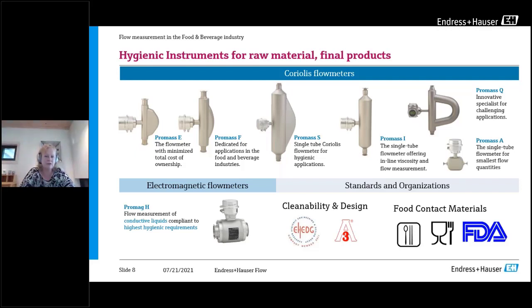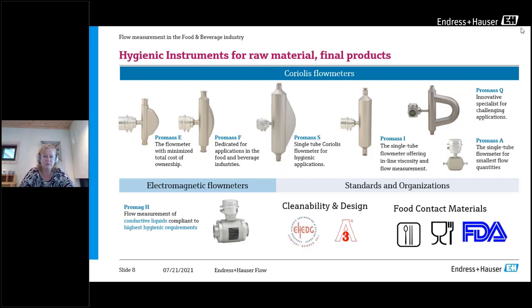In the hygienic design, it's dedicated for the food and beverage industry. We have also the Promass S, which is a single tube meter in stainless steel, where a single tube meter is important. So the Promass E and the Promass F are dual tube Coriolis meters, and Promass S is a single tube. The 3 meters on the right are a little bit more for specialized advanced applications.